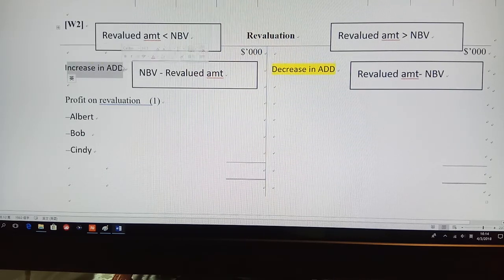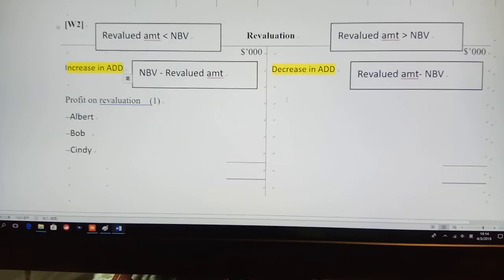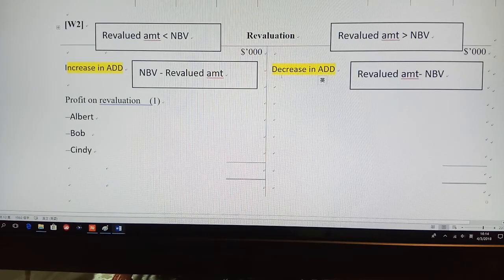because ADD is not a good thing. I told you before, ADD is not a good thing. If that kind of bad thing has a decrease, that means bad things decrease means good things. I repeat, bad things decrease means good things. So right here is good things. So we put a decrease in ADD here. On the other hand, an increase in ADD goes on the left side.